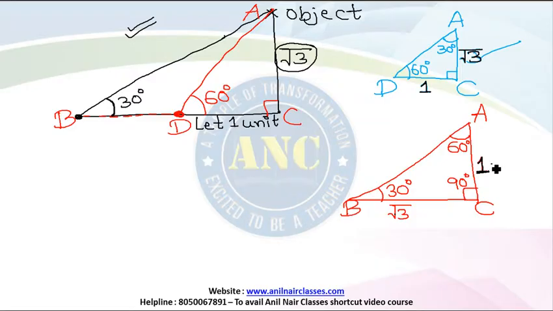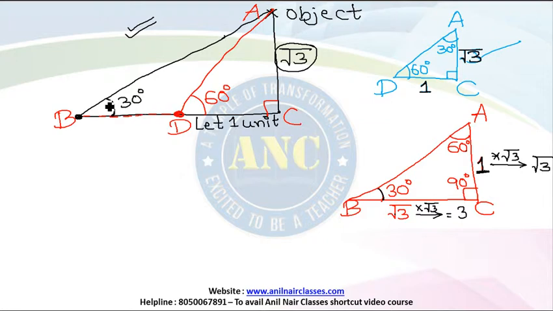That means the side opposite to 30 is not 1, but it is root 3. So 1 should become root 3 multiplied by root 3. 1 into root 3 is root 3. Similarly, this root 3 also multiplied by root 3. So, root 3 into root 3 is 3. That means if the side opposite to 30 is 1, then the side opposite to 60 will be root 3.